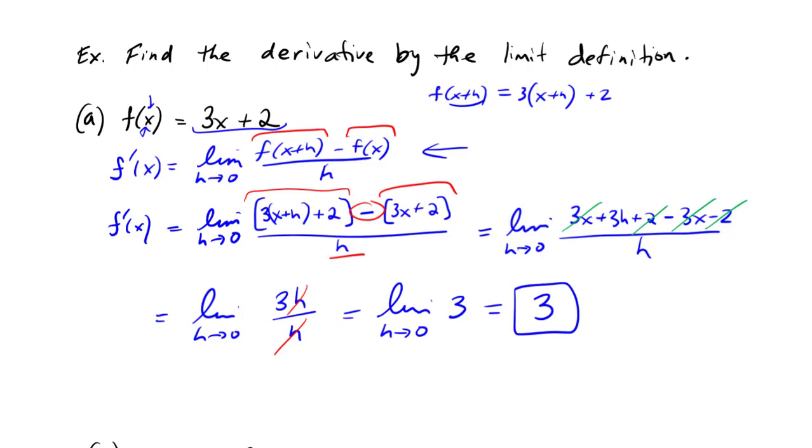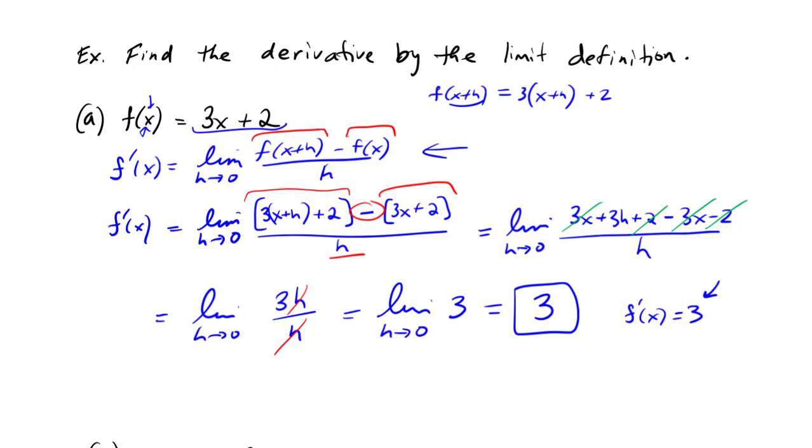And there we go. We just found that for this function, f of x equals 3x plus 2, f prime of x is 3. So it just so happens that this function has a constant derivative, 3.